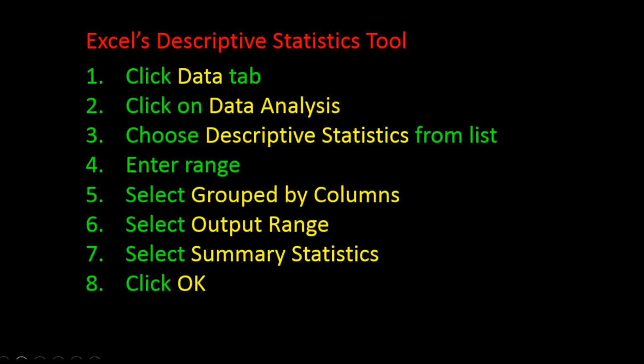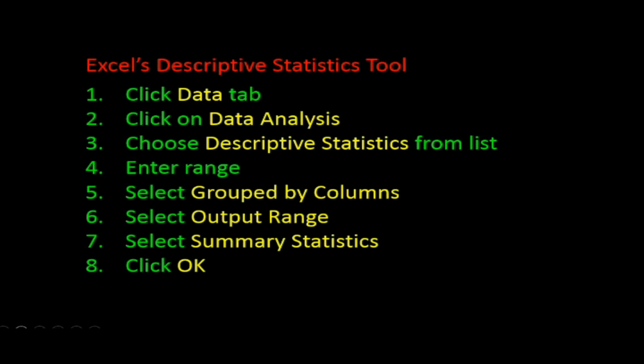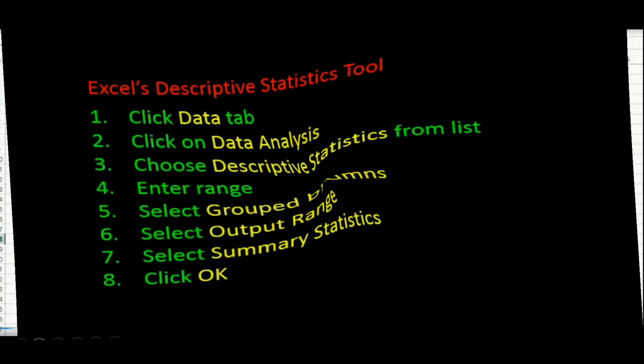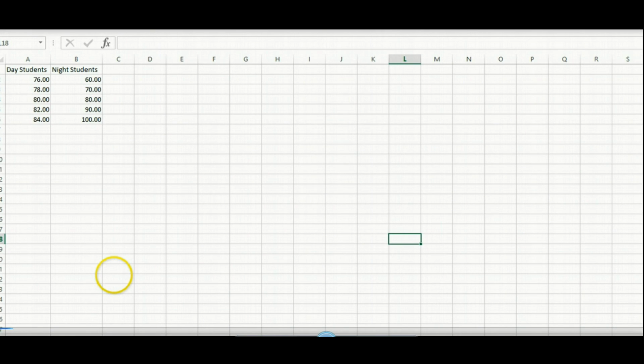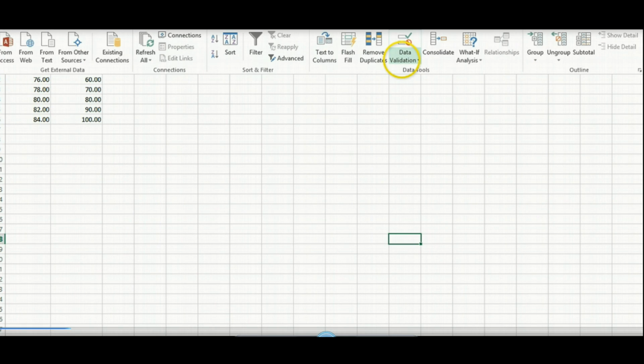Let's see how we can use Excel to get most of the descriptive statistics we have covered in this tutorial. Here are the steps. You can pause this video to copy them down. So let's see how it's done using Excel. Okay, here we have our data set of student grades that we were using for this tutorial. We have 5 student grades for the day class and 5 student grades for the night class. Now the first step is to go to the Data tab and click on Data Analysis.